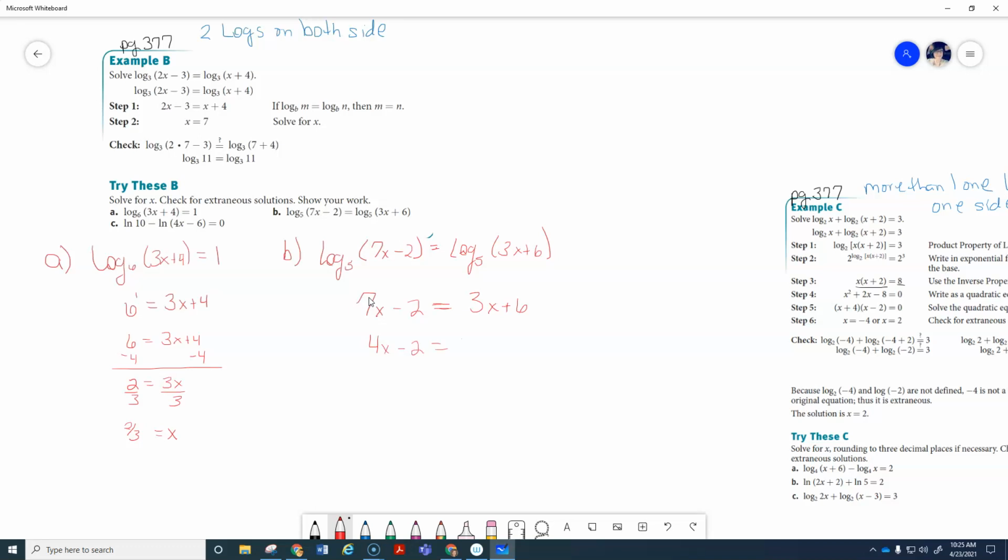me 4x minus 2 is equal to 6. Add 2 to both sides, and that'll leave me 4x is equal to 8. Divide both sides by 4, and you end up with x equals 2.